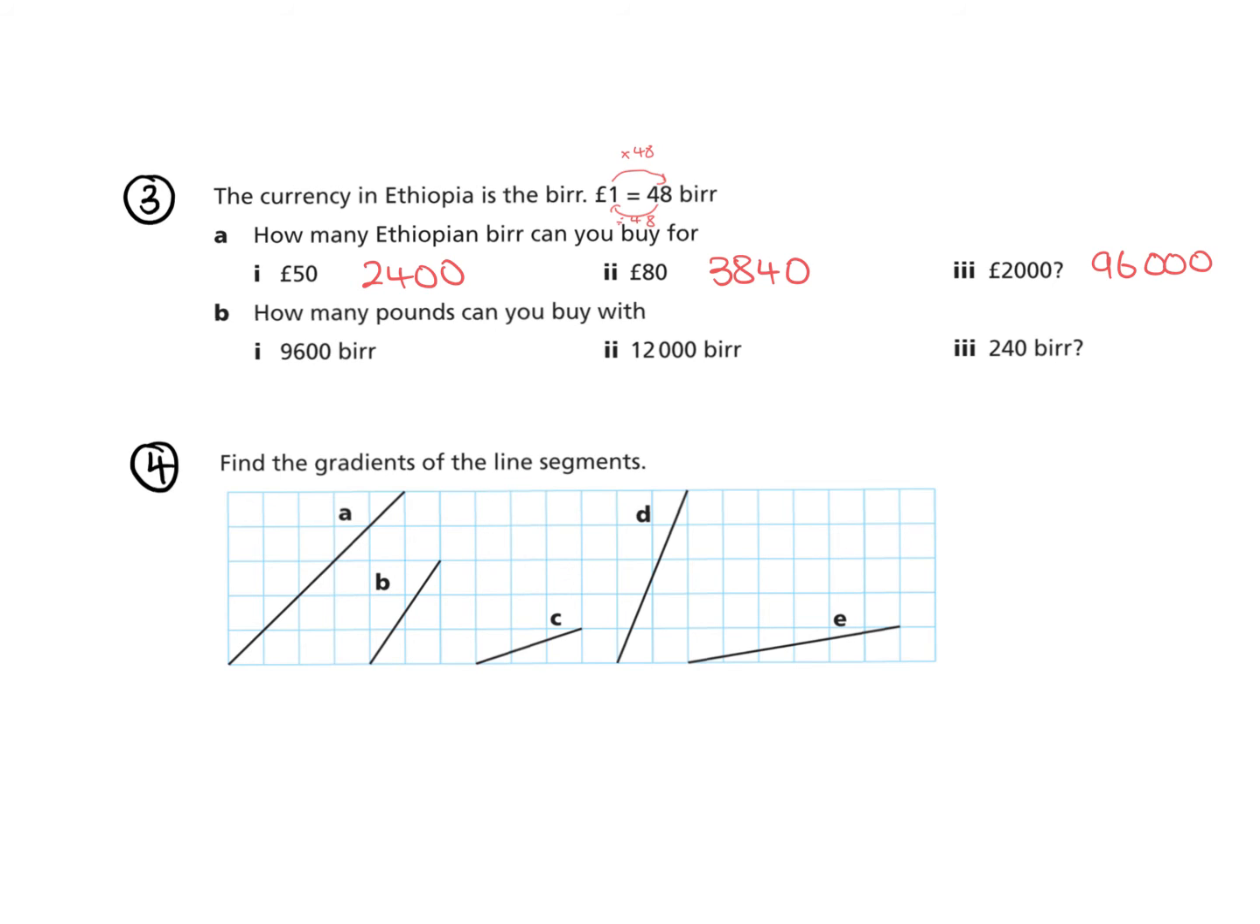And the second one, how many pounds can you buy with birr? This time we're going to do the dividing by 48. So 9,600 divided by 48. That one's £200. Next one, 12,000 divided by 48 is £250. And the last one, 240 divided by 48 is £5.